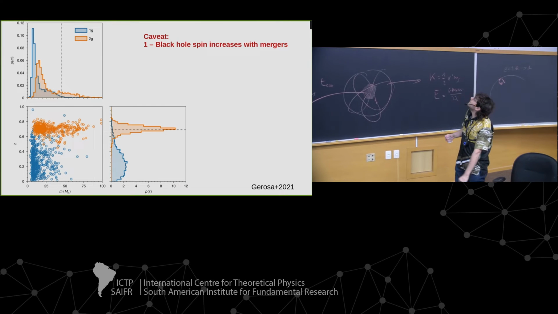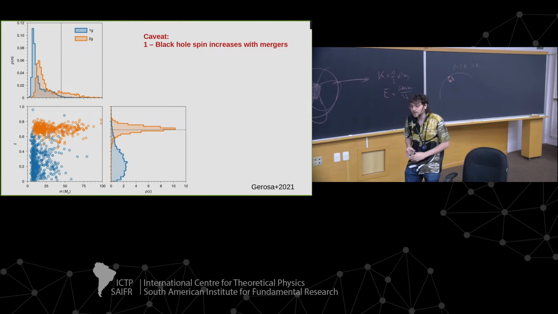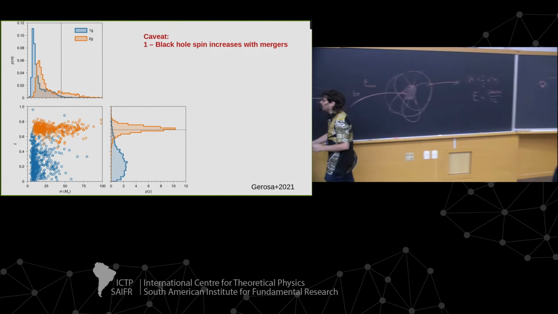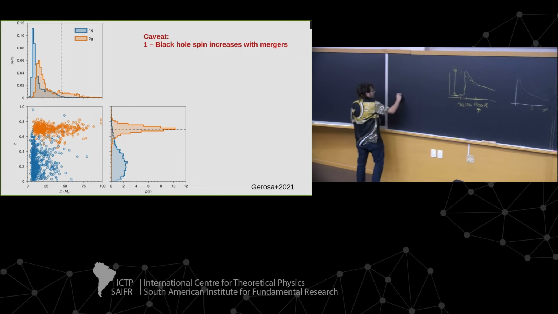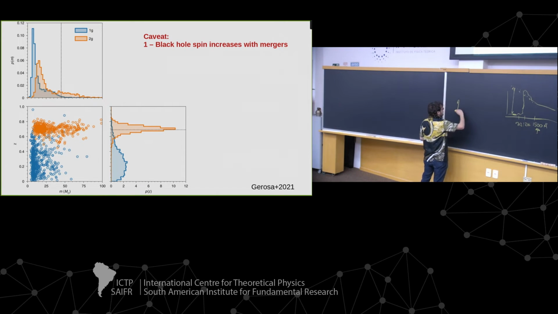The caveat is that the black hole spins increase with mergers. And the reason why is that when you merge two black holes, let's say they are even spinning, and this is the orbital angular momentum. When they merge, at first they will inspiral. At some moment they will plunge, and at the moment of the plunge, the spin of the new black hole will inherit basically the sum of the individual spins, S1 plus S2, and also the orbital angular momentum.